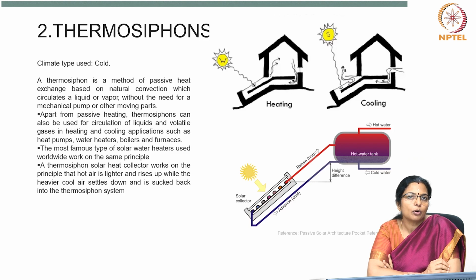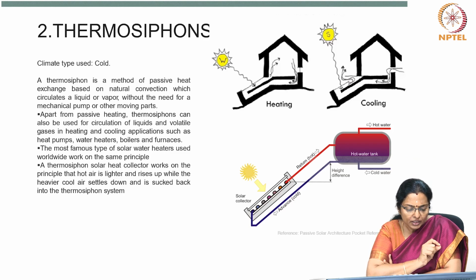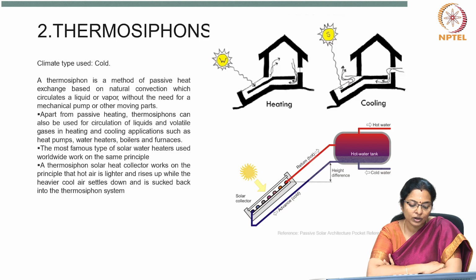Apart from passive heating, thermosiphons can also be used for circulation of liquids and volatile gases in heating and cooling applications such as heat pumps, water heaters, boilers, etc. The most famous type of solar water heater used worldwide works on this principle.